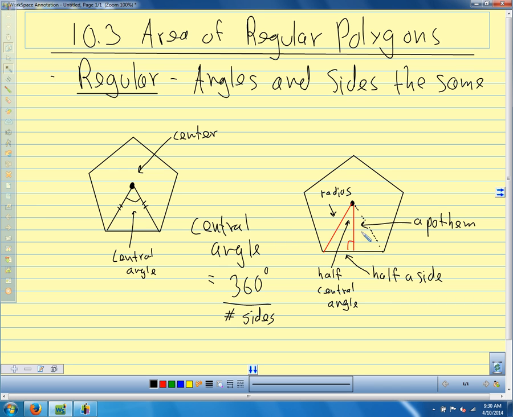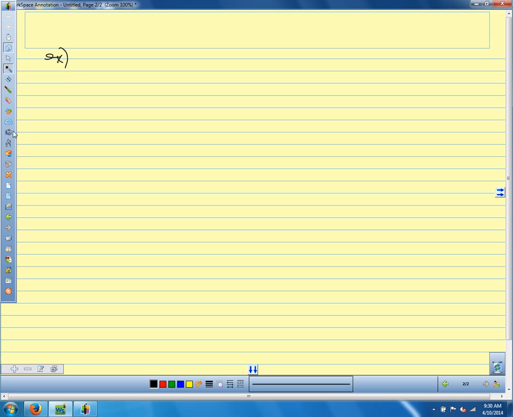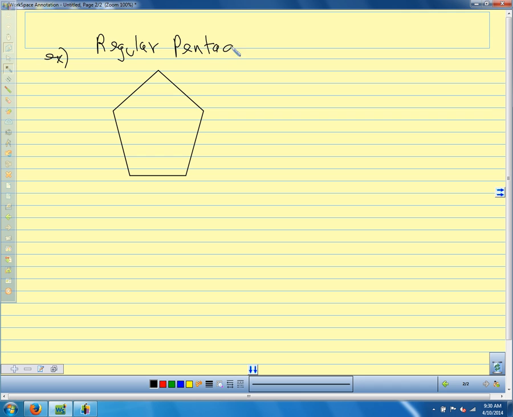All right, so there's our quick down and dirty review of polygons. So let's do an example of finding some angles in a polygon, and then we'll talk about how we find an area. So we'll stick with a pentagon. And we're going to say this is a regular pentagon. So our regular pentagon. And I'm going to draw in some pieces here.